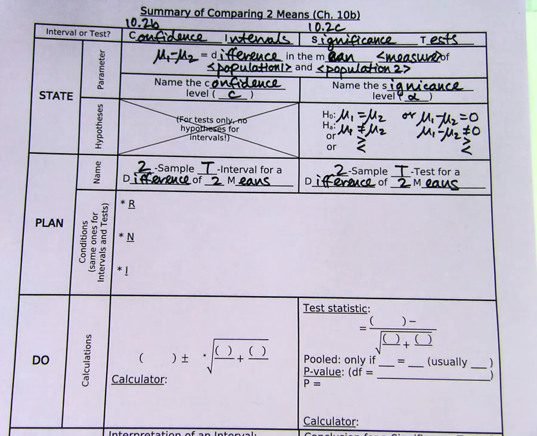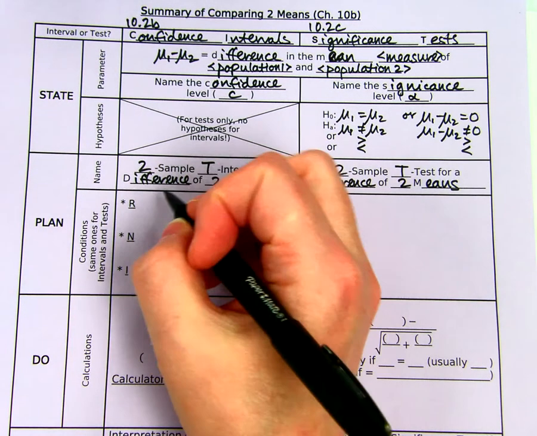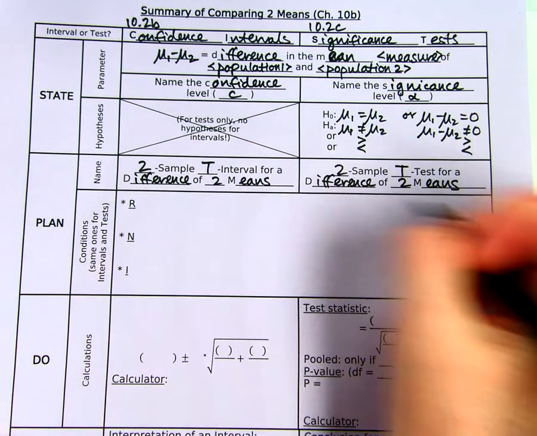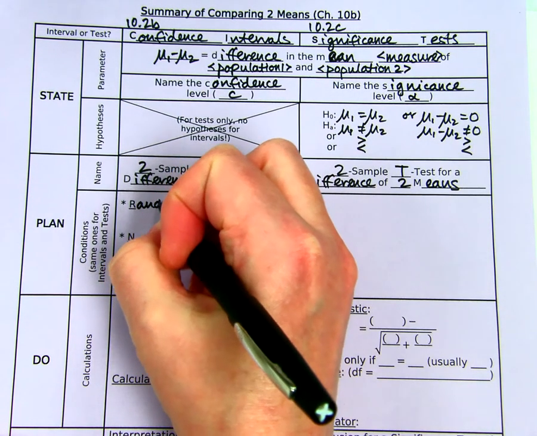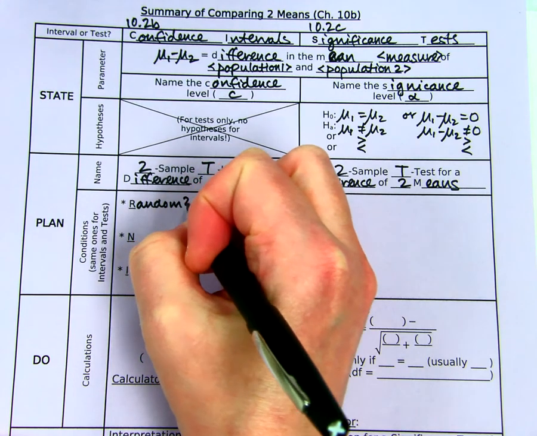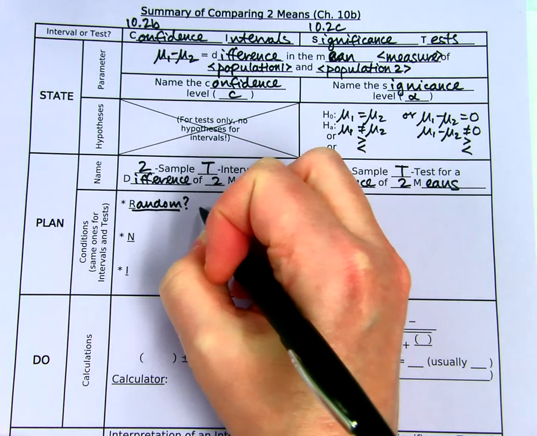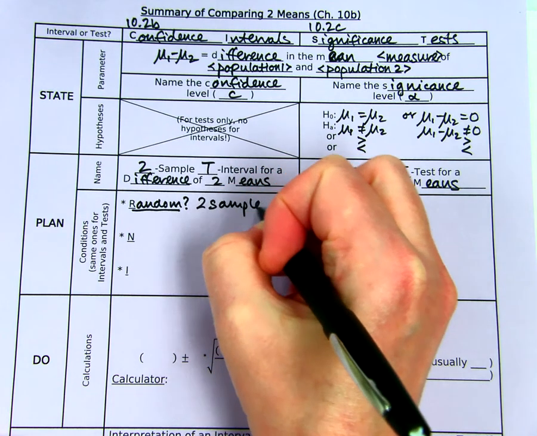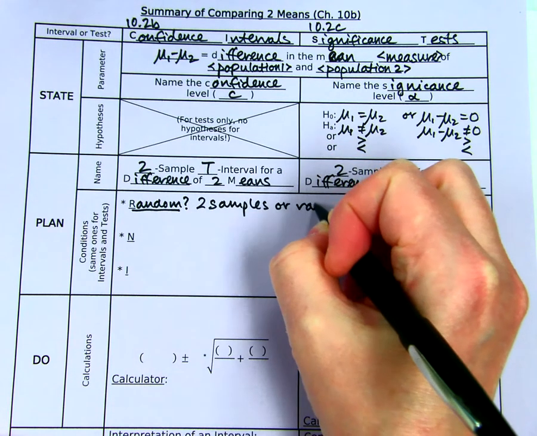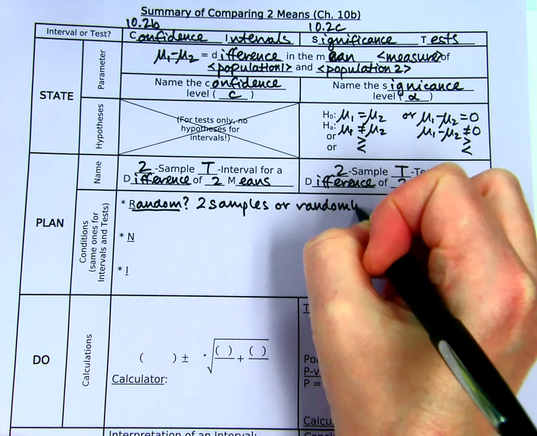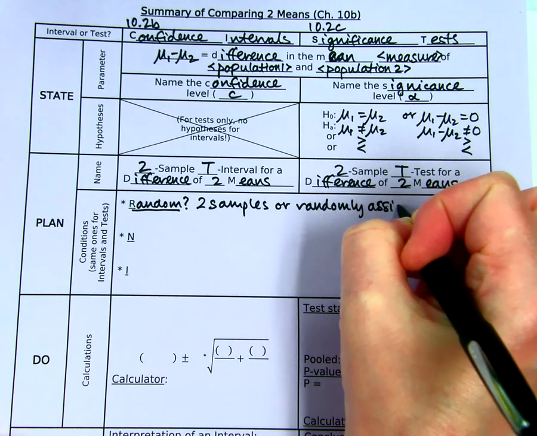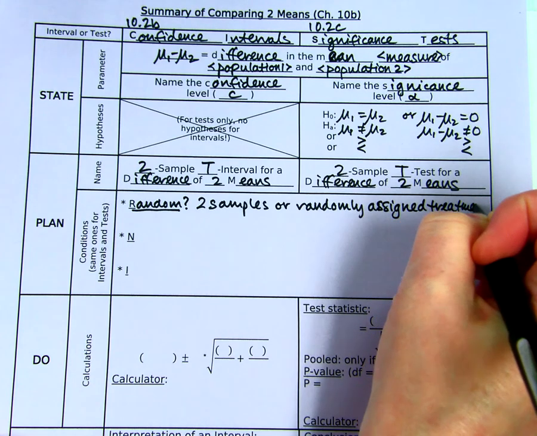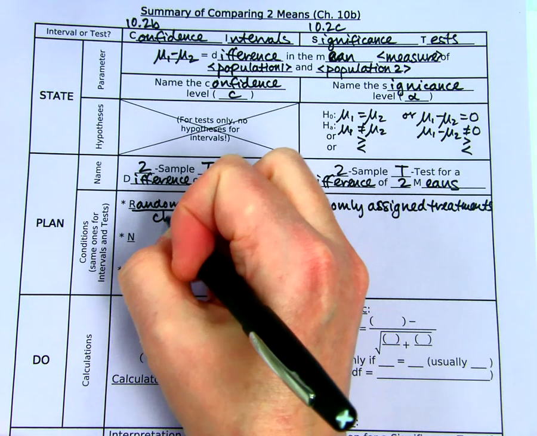Kind of crazy. All right, so conditions are the same for our confidence intervals and for tests, which is kind of nice. We can just write it once. Random could be either a random sample, 2 random samples, or it could be randomly assigned treatments. Randomly assigned treatments is actually pretty common in this chapter. And you check to see if that's given or not.